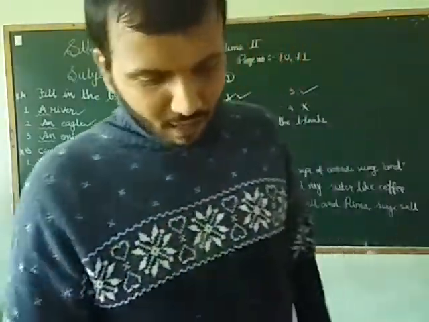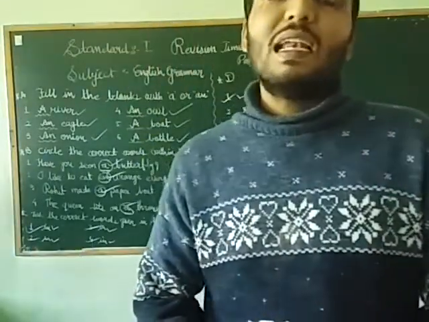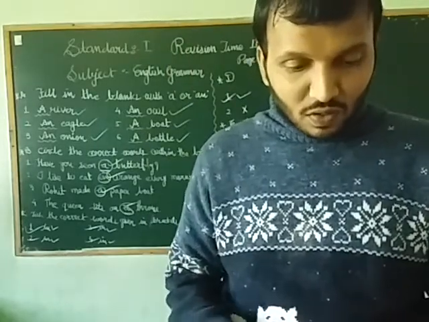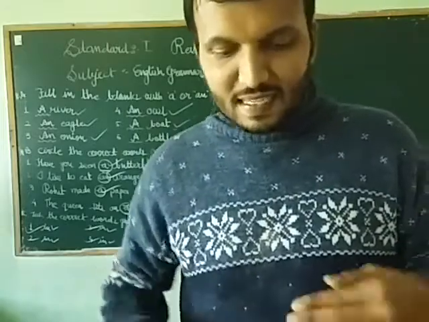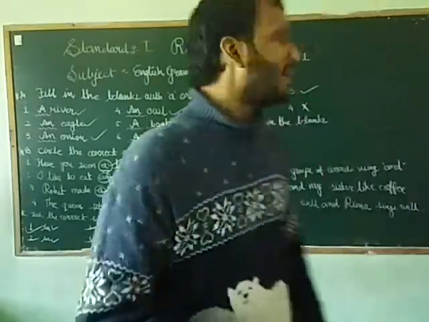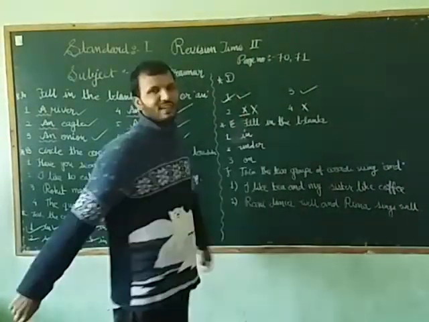Second number, the duckling is under the pond. Okay, so that is wrong. Under नीचे नहीं है, pond के नीचे नहीं है, pond के अंदर है. So in आएगा, right? So that is why answer is wrong. You have to do wrong on the second number.